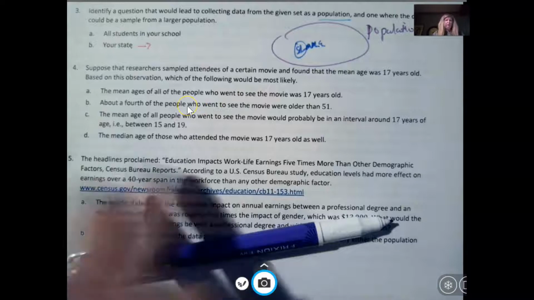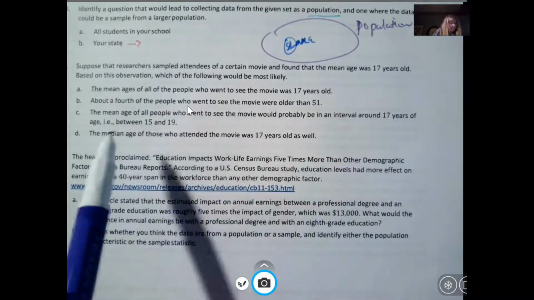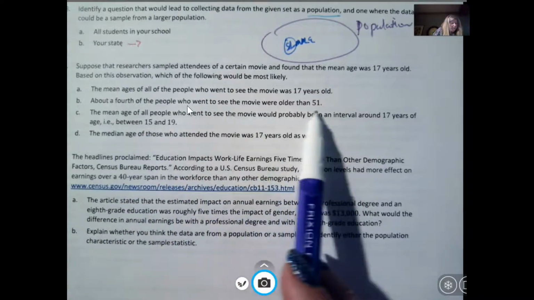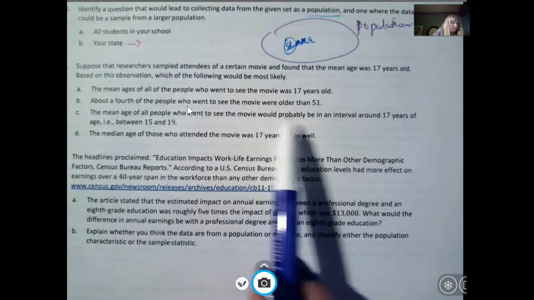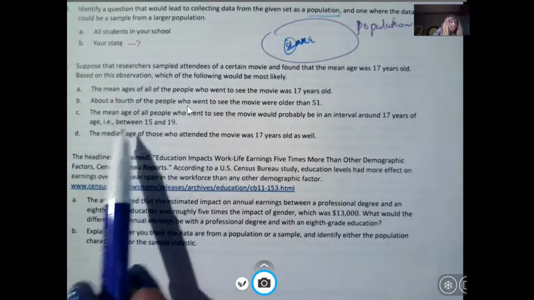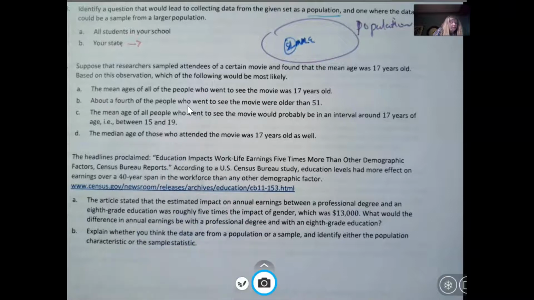The mean age of all the people who saw the movie was 17. About a fourth of the people were older than 51. The mean age of all people who went to see the movie would probably be in an interval around 17, in other words, between 15 and 19. Or the median age of those who attended the movie was 17 as well.